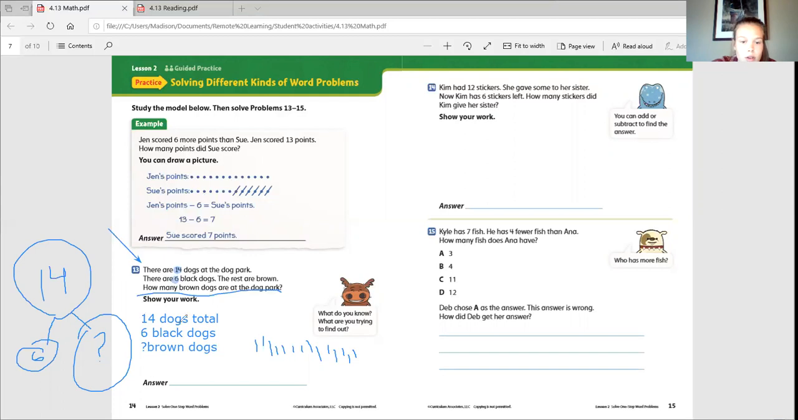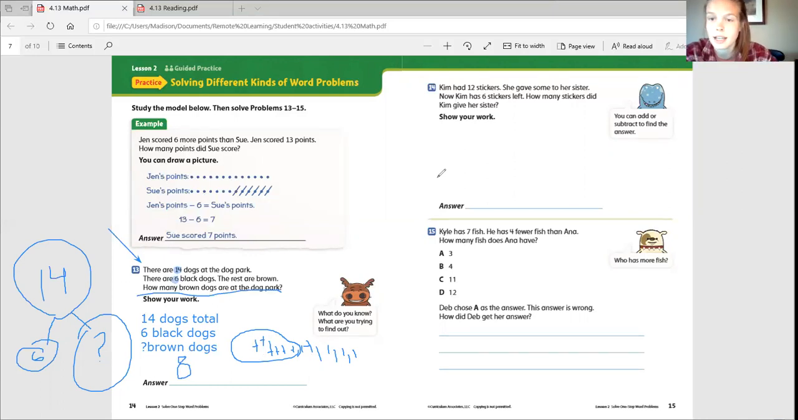Now, 6 of those are black, so I'm going to cross out 6 of them. 1, 2, 3, 4, 5, 6. So those are crossed out. And let's count how many I had left, which are going to be my brown dogs. 1, 2, 3, 4, 5, 6, 7, 8. So I'm going to have 8 brown dogs.